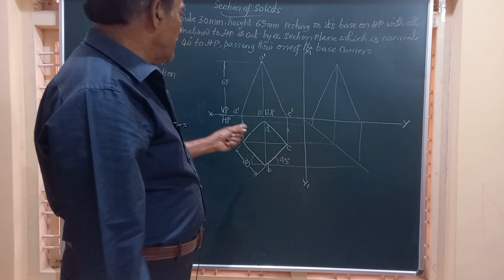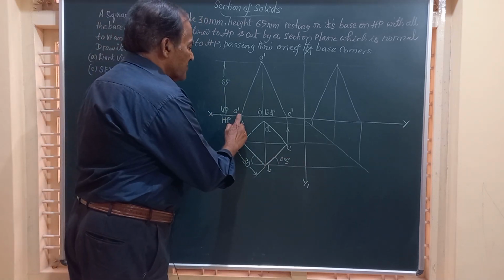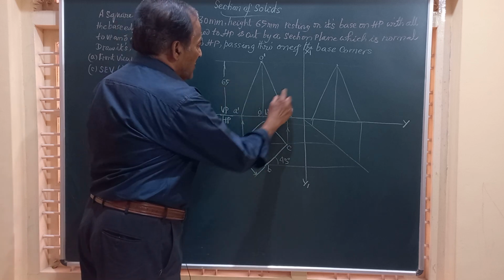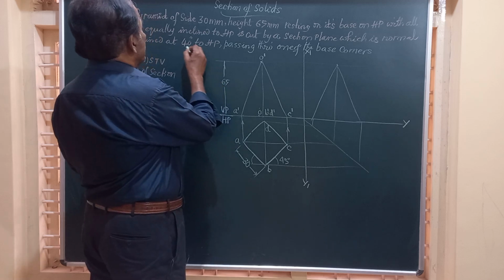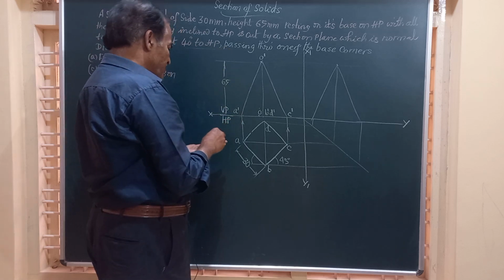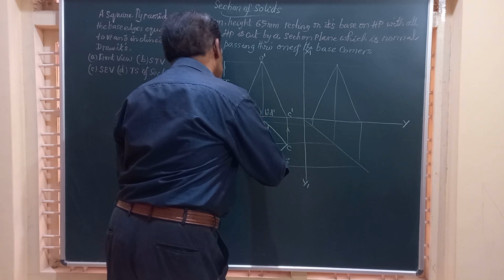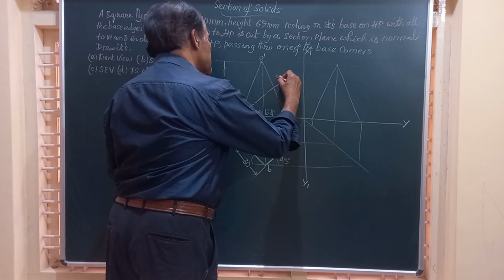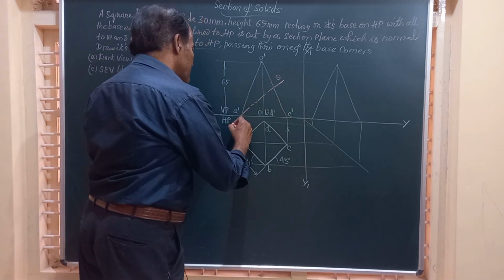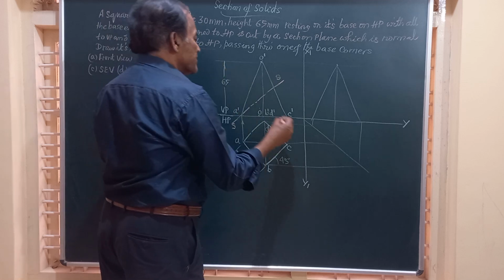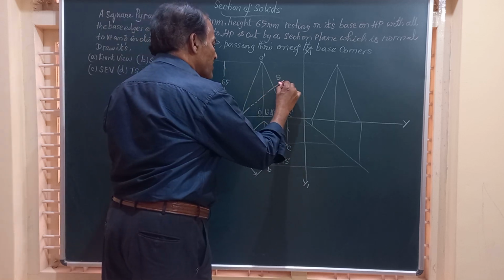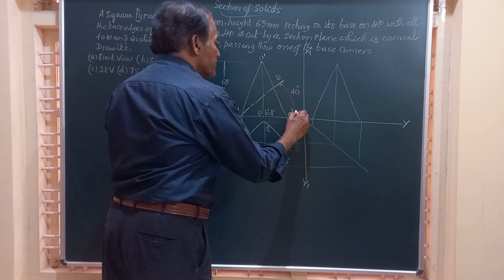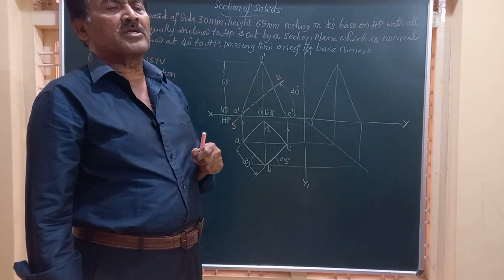Now friends, if you observe the front view, A dash is one of the corners, C dash is the other corner. So you can take the section plane inclined this way or this way. As it has to be at an angle of 40 degrees to HP, through this point A dash I am going to draw a section plane SS which is at an angle of 40 degrees to HP. That means this angle, whatever you are getting here, is 40 degrees to HP, and very obviously it is perpendicular to VP.